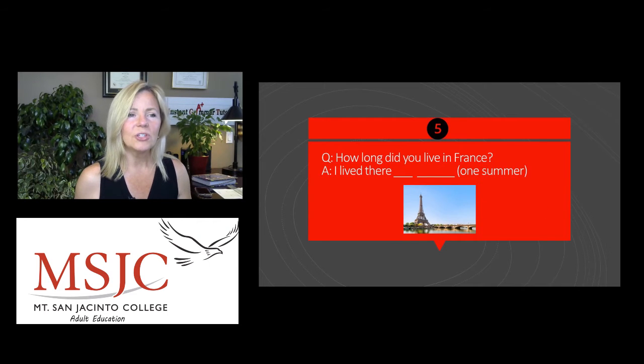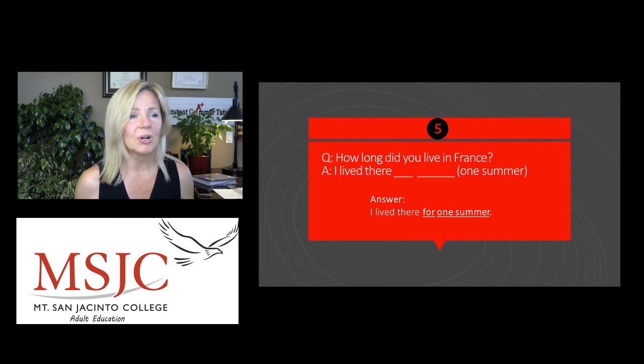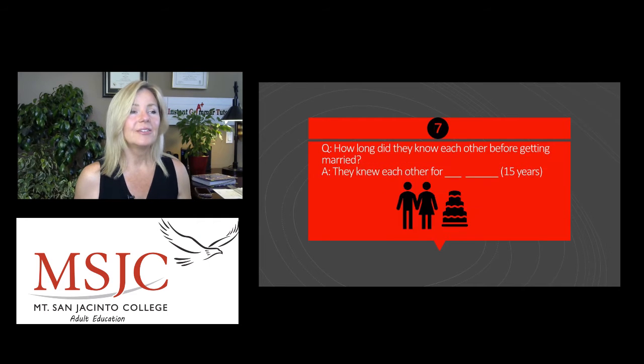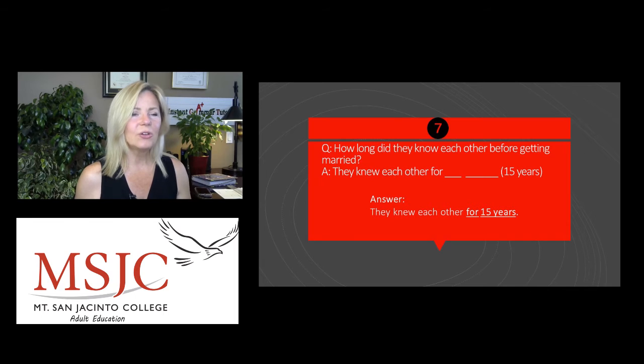5. How long did you live in France? I lived there. I lived there for one summer. 6. How long has your sister been married? She's been married. Answer, she's been married for 30 years. 7. How long did they know each other before getting married? They knew each other. Answer, they knew each other for 15 years.